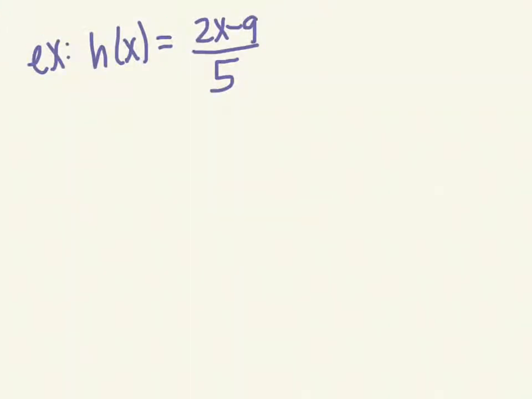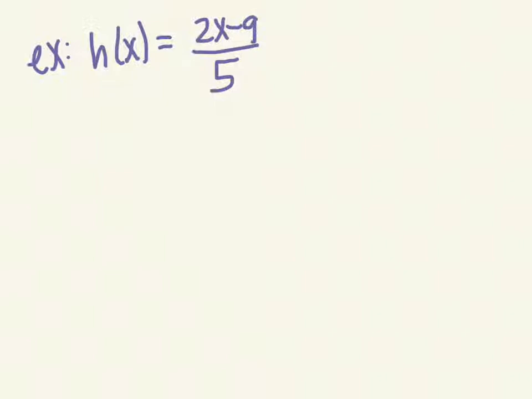All right, here we have h of x is equal to (2x minus 9) all over 5. And here, again, you're trying to avoid imaginary numbers, so taking the square root of a negative number. And if you look at this function, there is no radical sign, so there's no way we're going to end up getting an imaginary number for any value of x that we plug in.